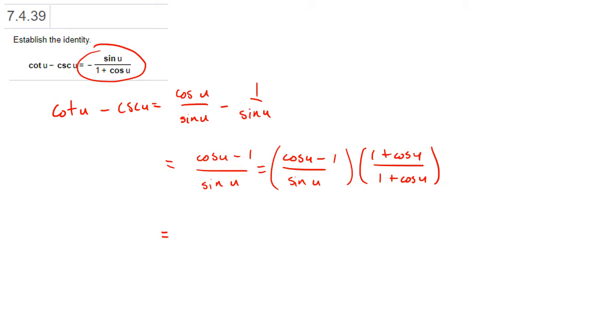Okay, so the top is again a difference of two squares. Okay, it's cos u plus 1, cos u minus 1. So that's going to multiply out as cos squared u minus 1.